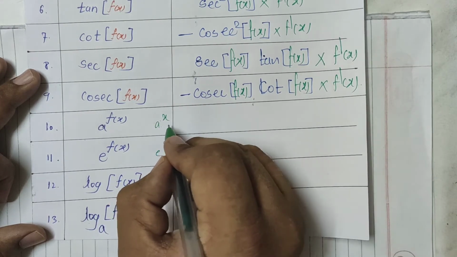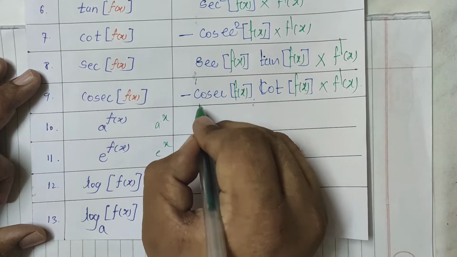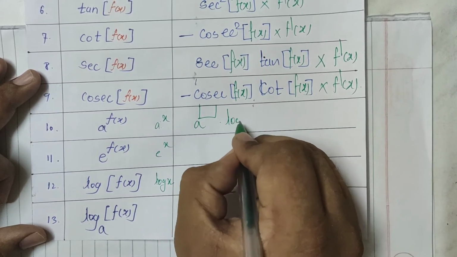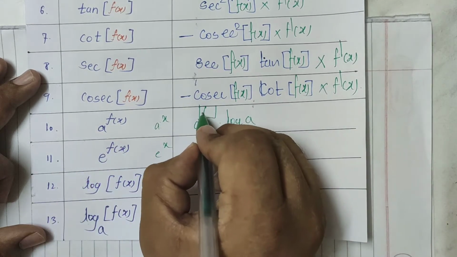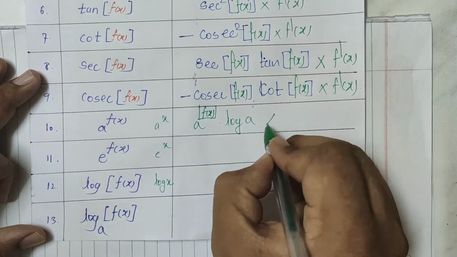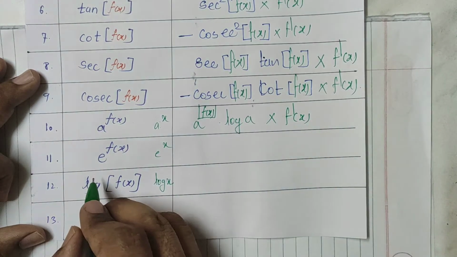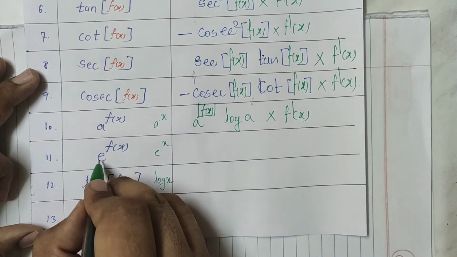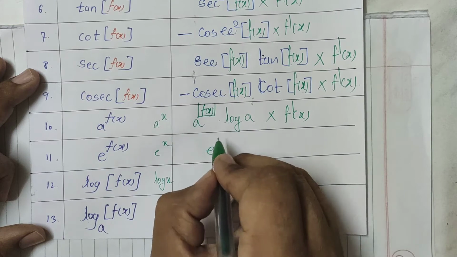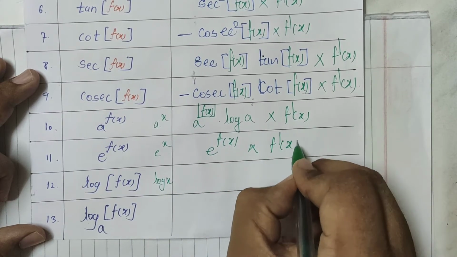So what is the a raised to x derivative? a raised to x into log a. So what is x? Here x means f of x, into f dash of x. Then next, we know that the e raised to x derivative is e raised to x. So the e raised to f of x derivative is e raised to f of x. Then just multiply f dash of x.